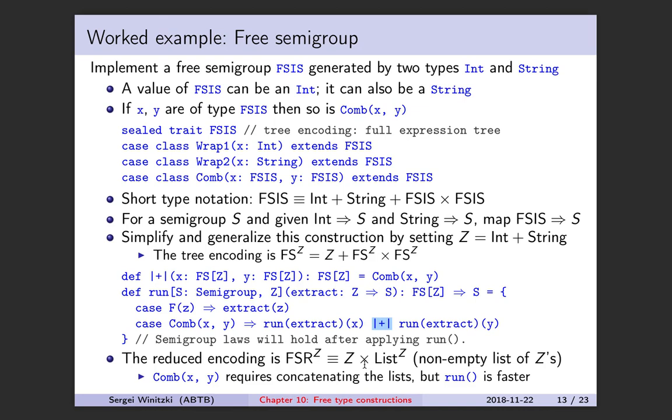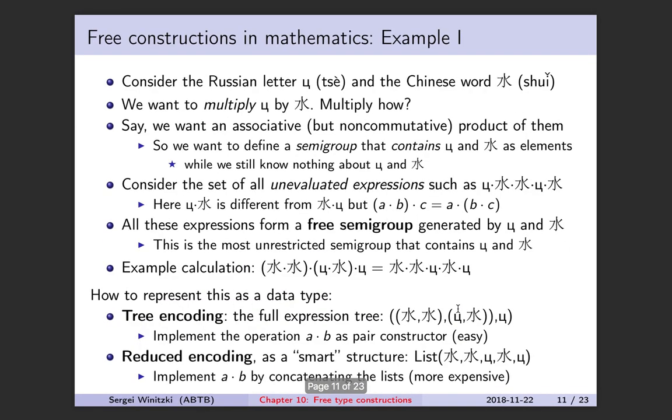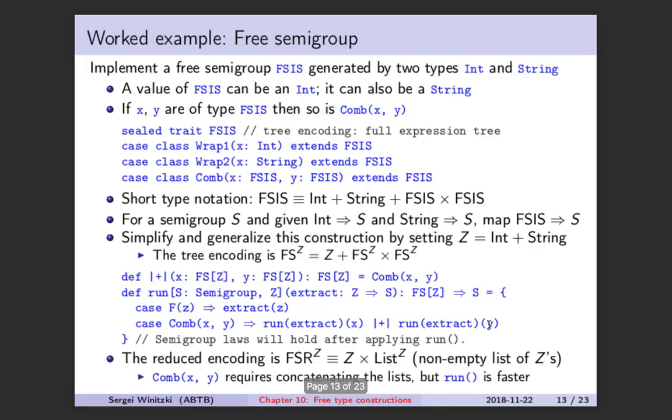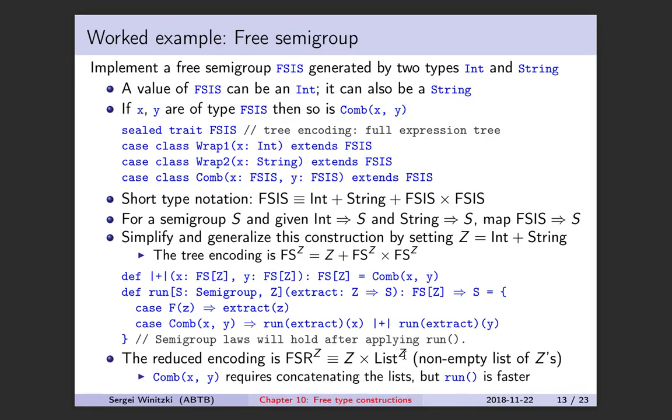And the reduced encoding is a non-empty list of z's. So that's a reduced encoding. Actually, I should have said here it's a non-empty list. I didn't make that remark. Empty lists cannot be constructed because you have to start with either a Z or a wrap and apply the semigroup operation. There is no empty value possible. So that's why it's a non-empty list.